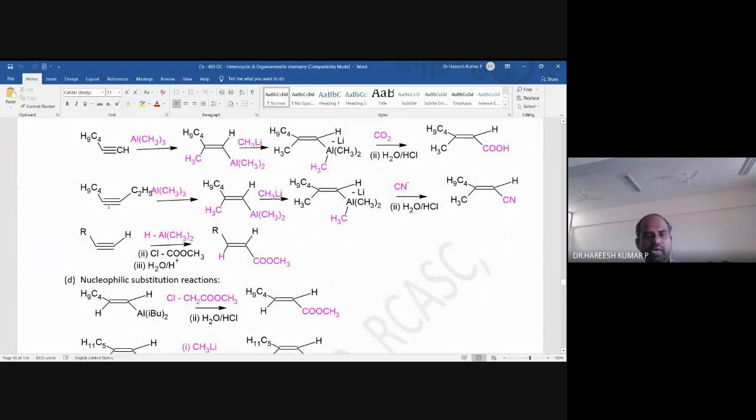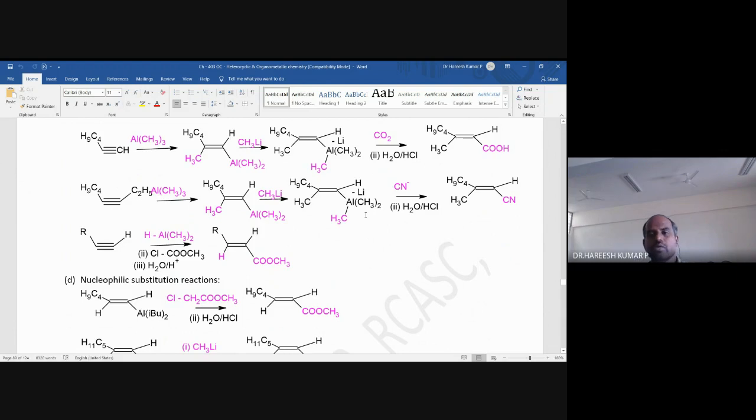Of course, this is an unsymmetrical alkene. Since it is an unsymmetrical one, the methyl group will add to the more substituted carbon atom, and aluminum will add to the less substituted carbon atom, and the conversion of this to this is called carbo-alumination. And this carbo-aluminated product, when it is treated with methyl lithium, there will be an anion formation on the aluminum, and the obtained compound is called alanate. This alanate is now ready for the nucleophilic substitution reaction.